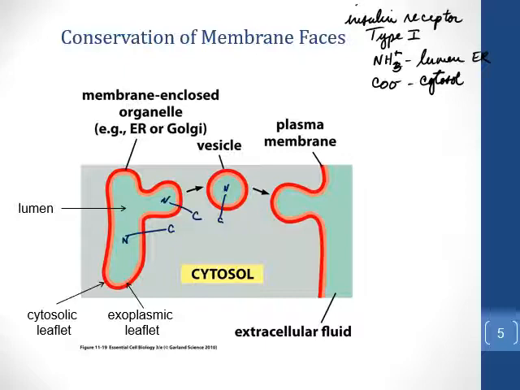So rather, what's going to happen is it's going to fuse with the plasma membrane and open up in such a way that it dumps its contents outside the cell. Now that also conserves membrane faces. So imagine this vesicle coming along right here. It's going to fuse with the membrane, and the cytosolic leaflet of the membrane is over here, and the exoplasmic is over here.